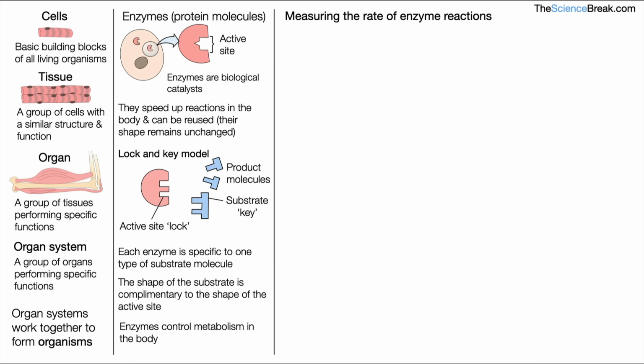We can measure the rate of enzyme-controlled reactions. Sometimes when we have a reaction with an enzyme, a gas is given off. We have the production of a gas, and we can measure that in volume per time. This is usually measured in the unit of centimetres cubed per minute or something similar, but it's got to be a volume and a time.